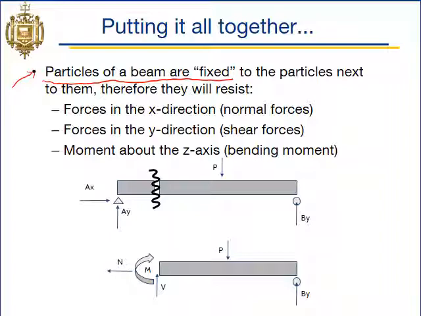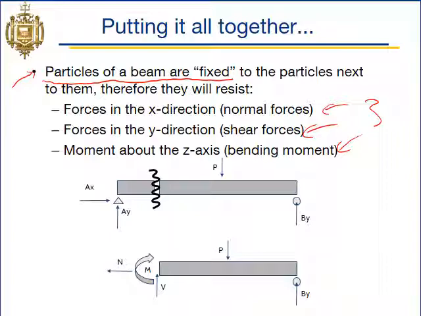Right, so when you have a nice solid beam, all the particles are fixed to the particles next to them, right? So remember from our last lecture that fixed connections resist three types of forces. They resist forces in the x direction, forces in the y direction, and they resist a moment, right? They have that reaction moment. So a fixed connection resists all three of these guys right here.